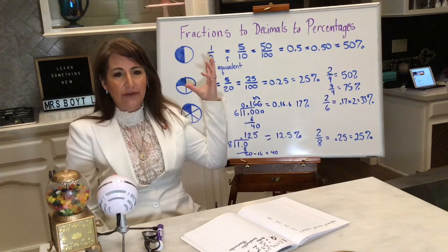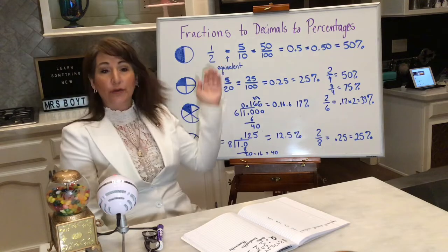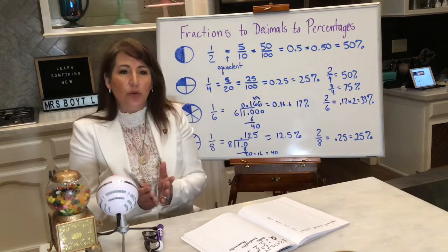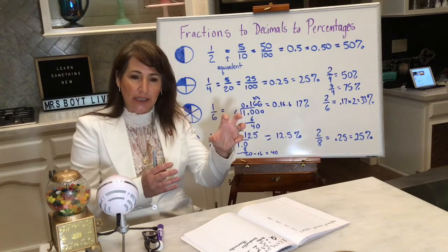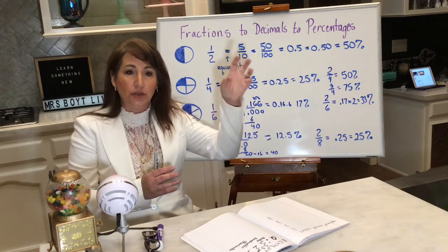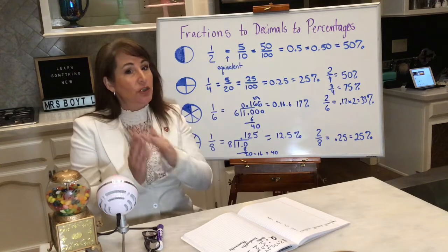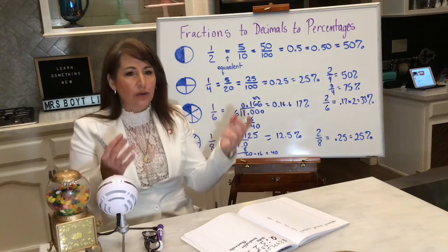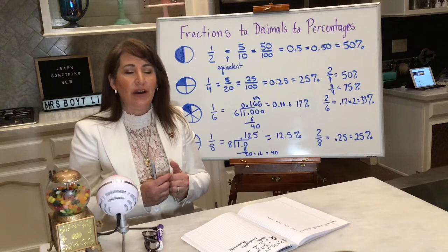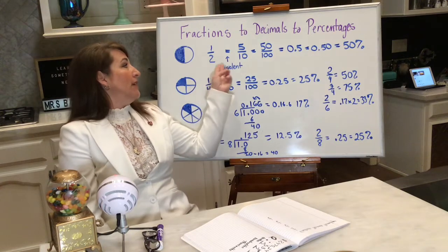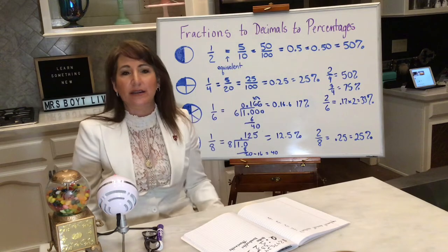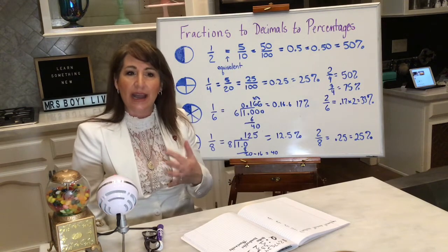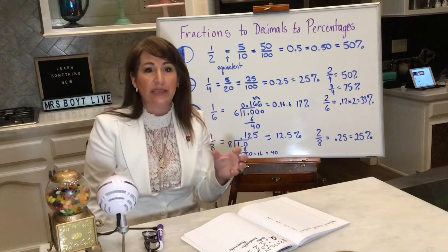If I have 1/2 of the pie, I can write that as 1 over 2 or 1/2. But it's important to know that whatever you do to the denominator of the fraction, the bottom number, you also have to do to the numerator. So I can turn 2 into 10. How do I do that? By multiplying by 5. So 2 times 5 is 10, and 1 times 5 is 5. So it's fair to say, and it's right to say, that 1/2 is equal to 5/10.